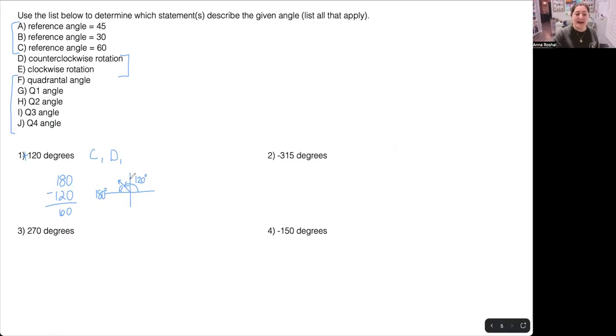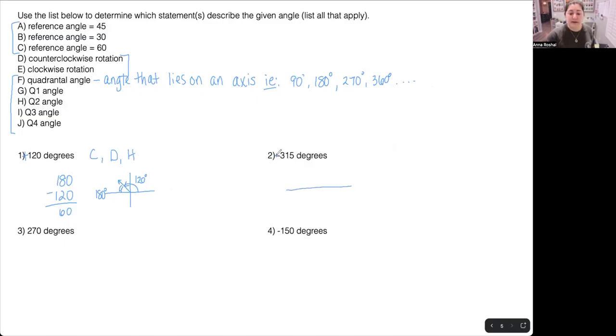I also know that this is not a quadrantal angle. A quadrantal angle is an angle that lies on an axis. So for example, 90 degrees is a quadrantal angle. 180 degrees is a quadrantal angle. 270 degrees is a quadrantal angle, right? 360 degrees is a quadrantal angle, and so on and so forth. Okay, so I know that this is in quadrant 2, so I'm going to list that this is H.